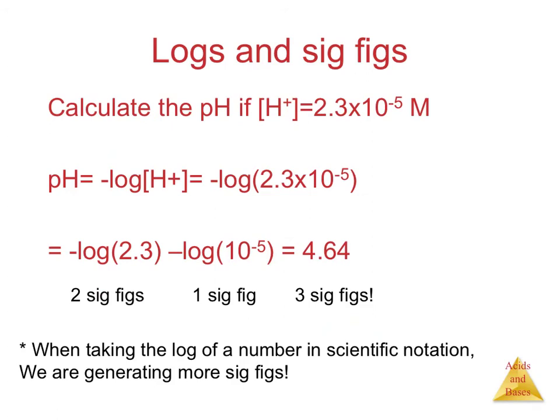Okay, we got to pay careful attention to sig figs with logs, and it's a little tricky. Remember, we talked about a product of something being like an addition. So if I take the negative log of something that has a number before the scientific notation exponent, I could split that up. So the negative log of this number is really like taking the negative log of 2.3 and the negative log of 10 to the minus fifth.